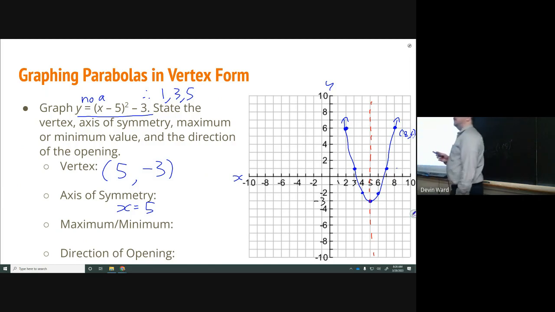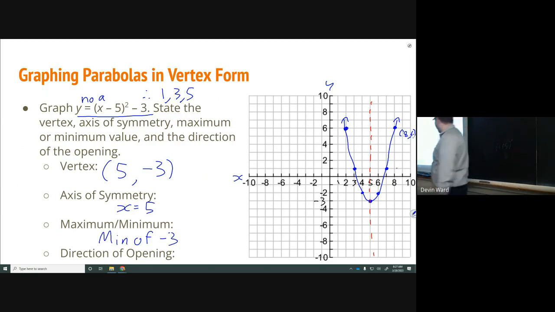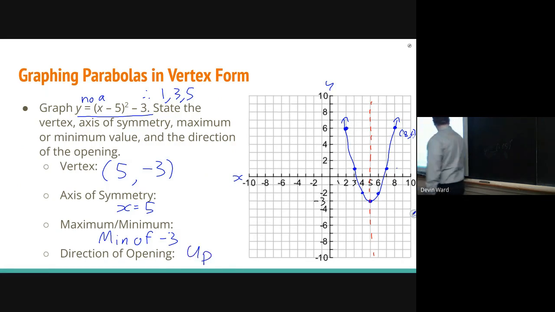Do we have a maximum or a minimum point? Perfect, the minimum, because it goes down to a minimum, then it goes back up. We have a minimum of negative 3. So you can either look at the graph now or just look at your vertex. It'll be the same point. And does it open up or down? Got it. Up, perfect. Up because it looks like a big U for up.